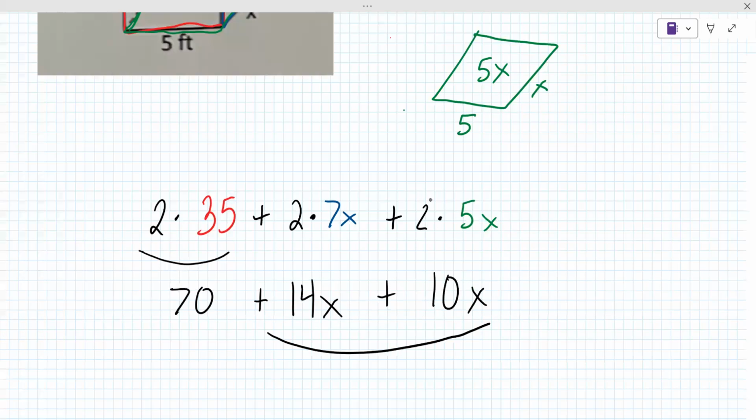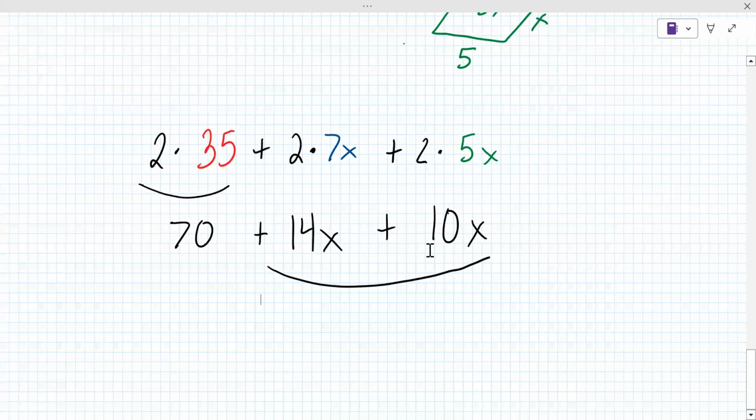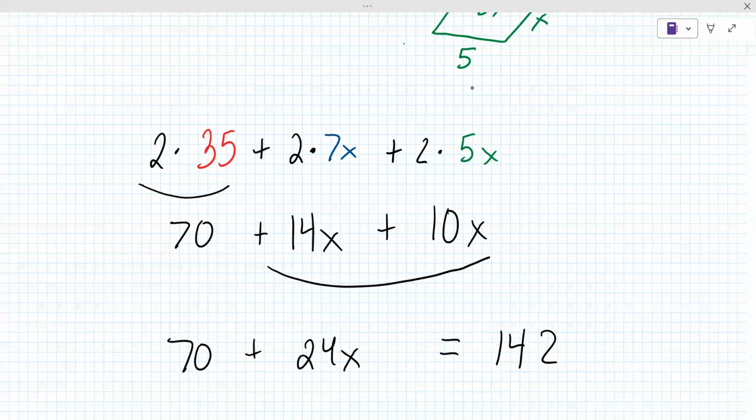Can you combine like terms? What is 14x plus 10x? 24x. Good. Very good. Okay, now they give you in the problem that the surface area is 142. All right. How can we solve this equation at the bottom?